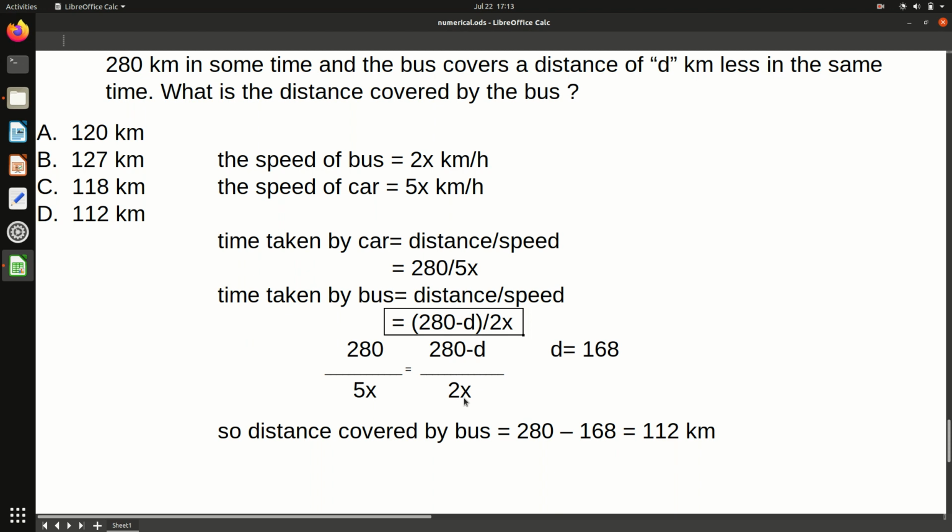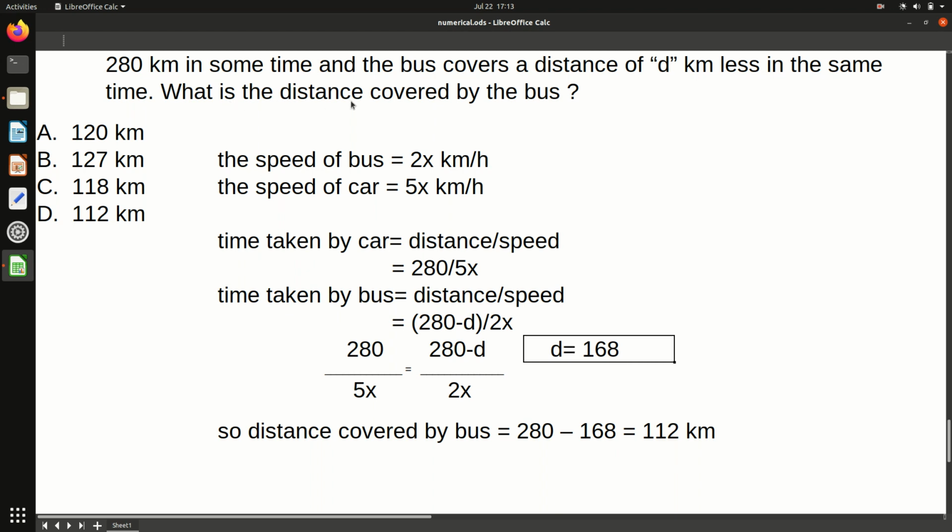Okay. But one thing that we can see is x will cancel out. Okay. So x will cancel out, and if it will cancel out, then we will get easily the value of d, because just cancel this out, and then we can do cross multiplication. After doing that, we will get the value of d, and it is 168. So once we get the value of d, it is very simple.